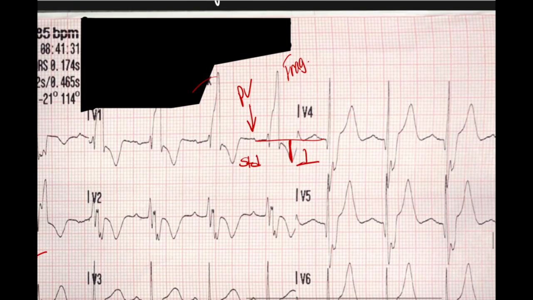In V2, we have upright P waves. We have this messy, fragmented QRS complex again. But these T wave inversions are definitely not normal.